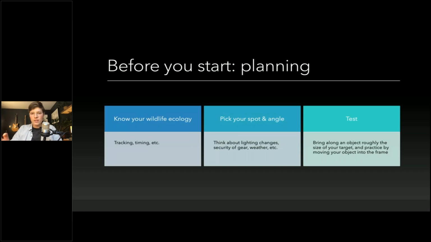So this is the most important part. Everything next is just kind of the technical aspects, but the difference between someone getting great wildlife photography from camera traps and getting mediocre or none is whether or not they can do these three steps.